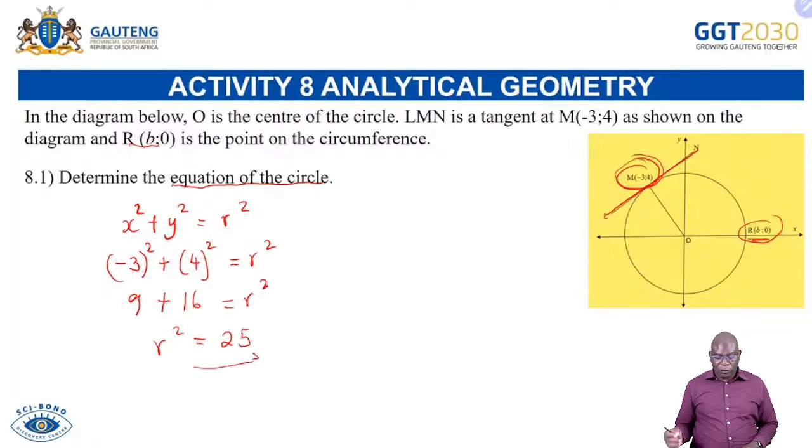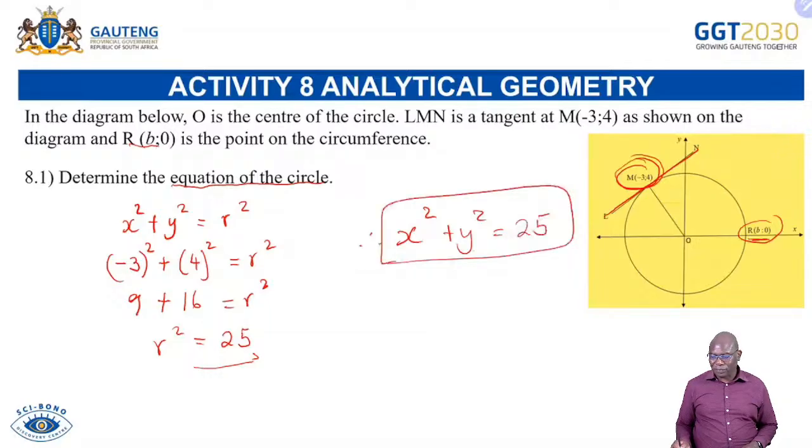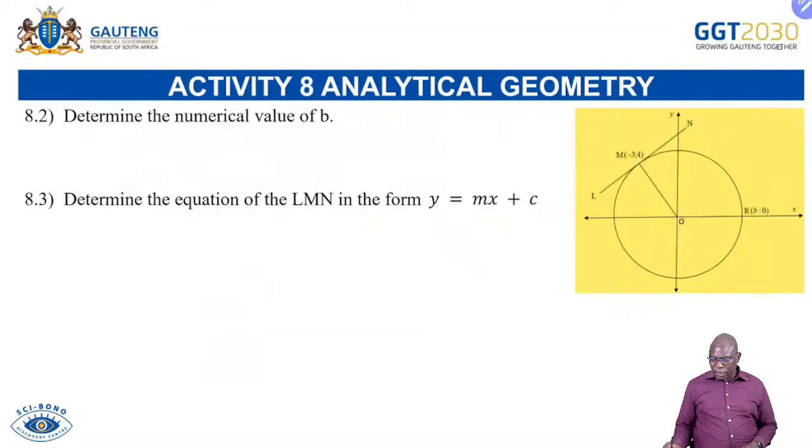Right? So if I've got r squared is 25, then I'm able to write down my equation, because they need the equation, x squared plus y squared equals to 25. There's the equation of the circle. From the equation of the circle, I need to get the numerical value of b. But already I know x squared plus y squared equals to 25. I need what b is. I know what is my y.